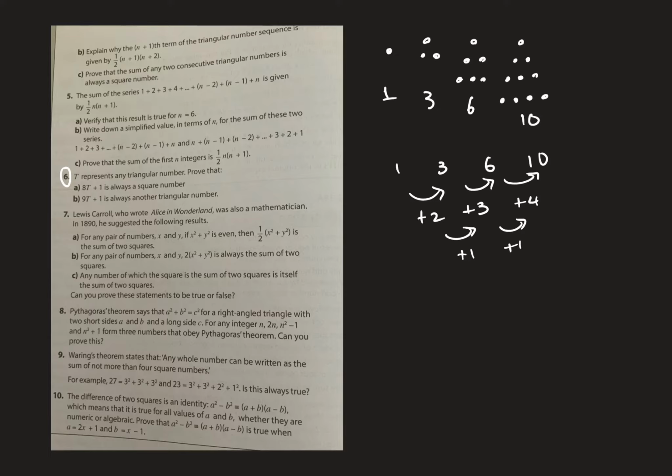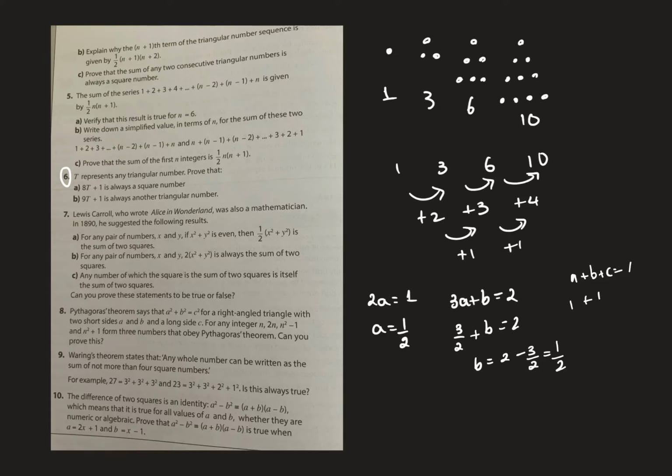So this is actually a quadratic sequence, so let's work it out. You've got a second difference of 1, so 2a is 1. So a must be 1 over 2. 3a plus b is 2. So therefore, 3 over 2 plus b equals 2. b equals 2 take away 3 over 2, which equals 1/2. a plus b plus c must be equal to 1. So therefore, 1/2 plus 1/2 plus c equals 1. So c must be 0.